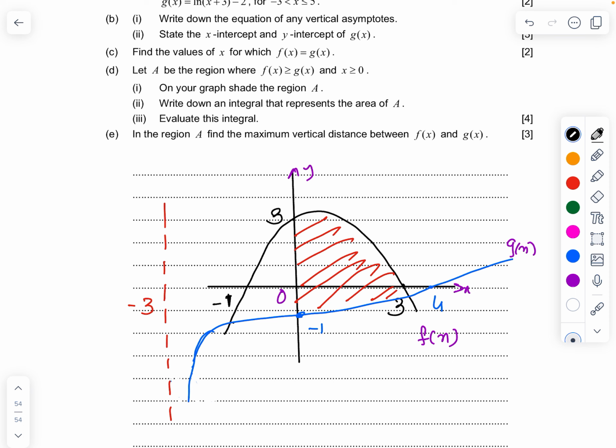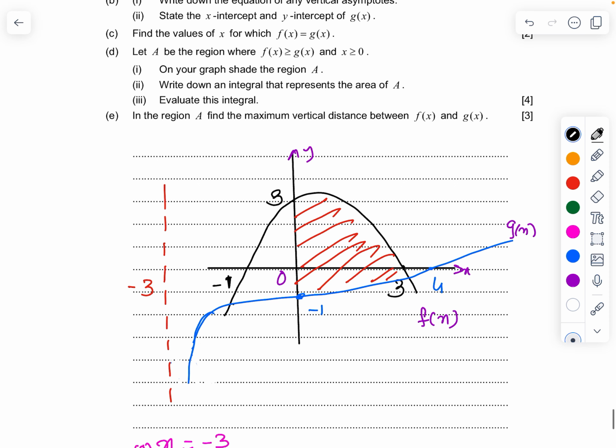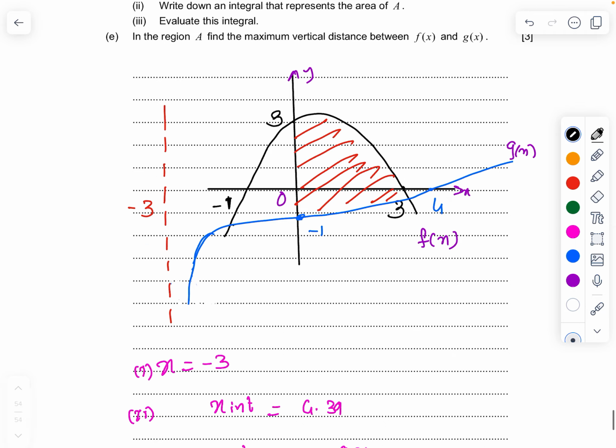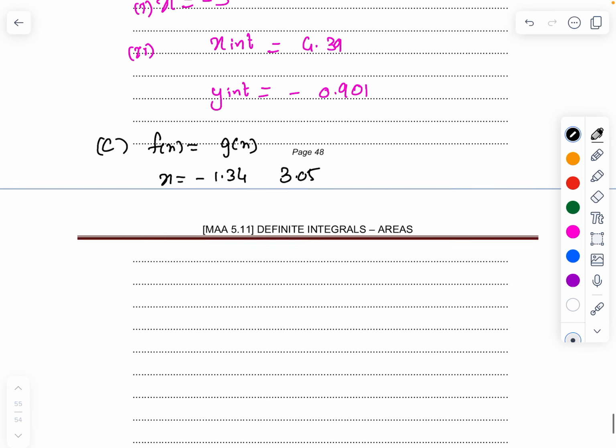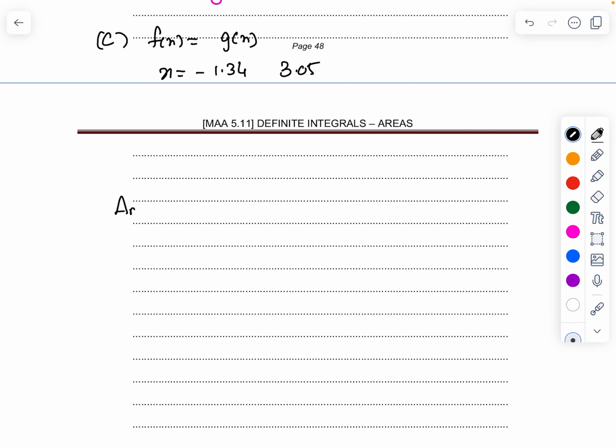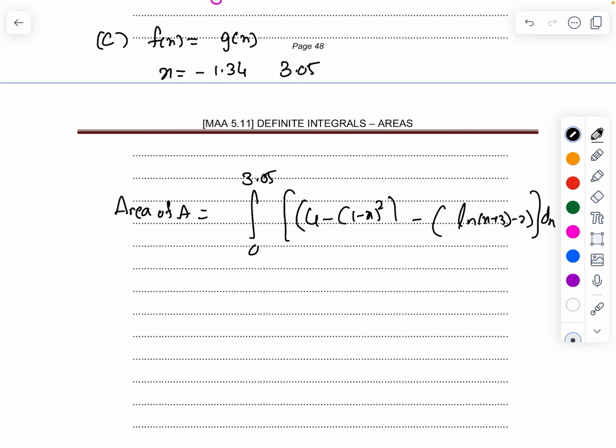Let A be the region where g of x is greater than or equal to f of x. On your graph, shade the region. Already I've done it. Write down the integral and evaluate this integral. So upper curve minus lower curve. Area of A equals integral from 0 to 3.05 of 4 minus 1 minus x whole square, minus ln of x plus 3 minus 2, dx. When you do it by calculator, you should get 10.6 as the 3 significant figure answer.